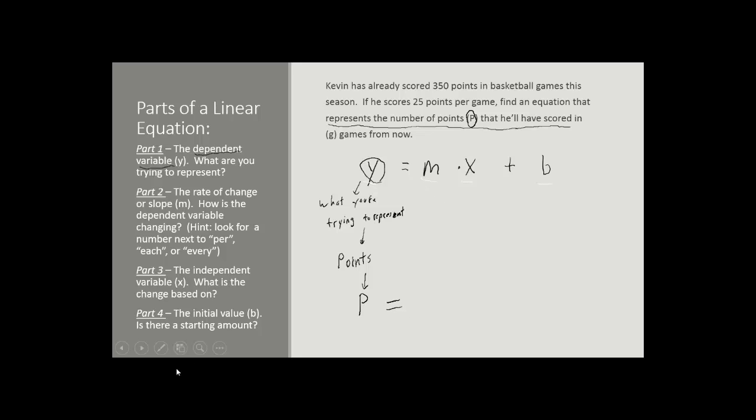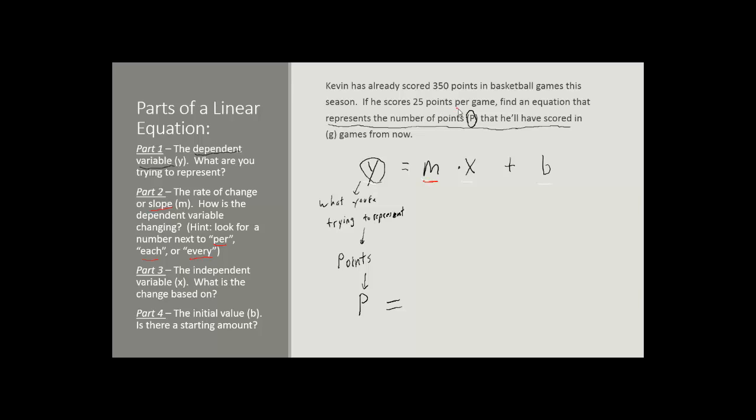Now we move on to the second term, the m, right here. Now, the m is called the rate of change, or you may have seen it called slope in the past. So what we need to answer for this is to figure out m. How is the number of points changing? Now, a good place to start is to look for the word per, or each, or every, or any sort of word in the passage that denotes change.